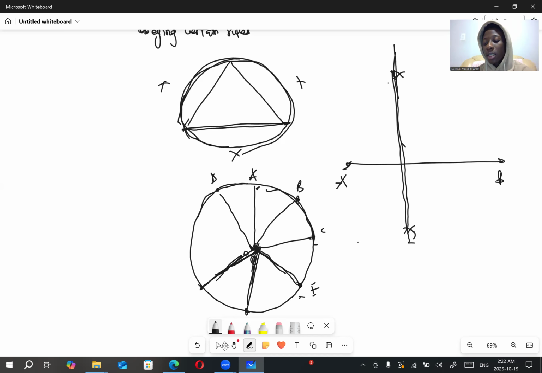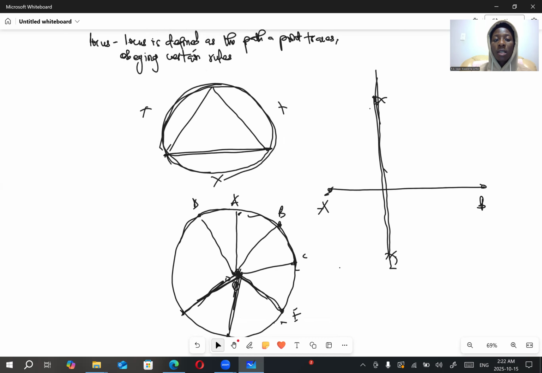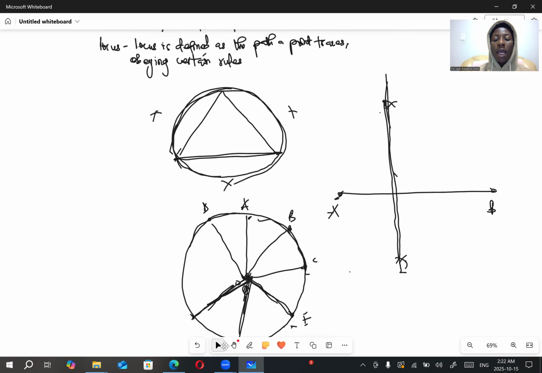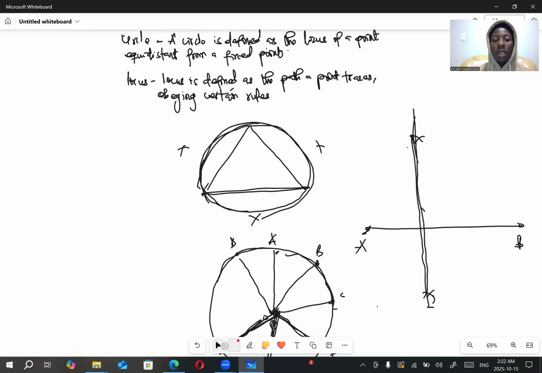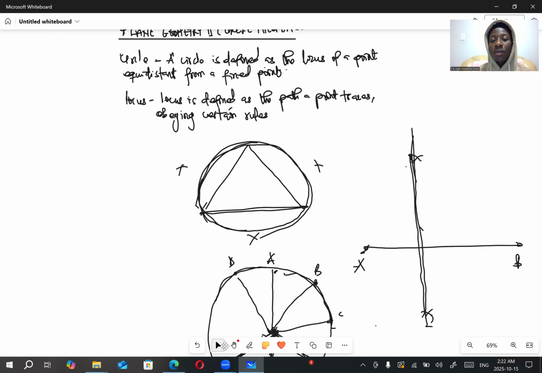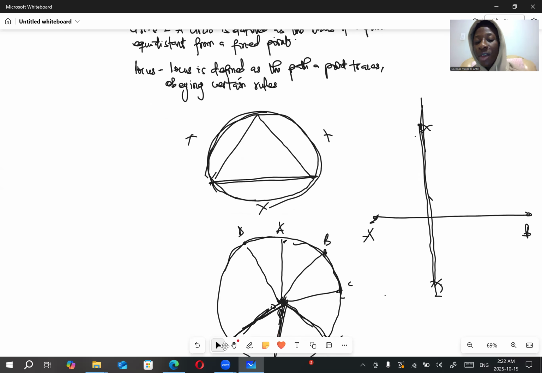Who doesn't know of this? Rahel, do you know of this? Yes. So that's it about locus. I've also used that to define what a circle is, right? A circle is defined as the locus or the path of a point that is of equal distance from a fixed point.